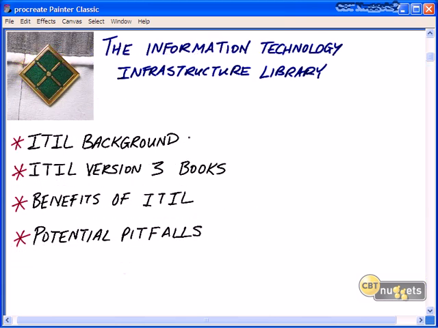In this second movie of the ITIL Foundation CBT Nugget series, we looked at the actual library, the Information Technology Infrastructure Library. Looked at 4 key points. Background of the ITIL, a little overview, ITIL version 3, the 5 books of version 3, the benefits and pitfalls of ITIL.